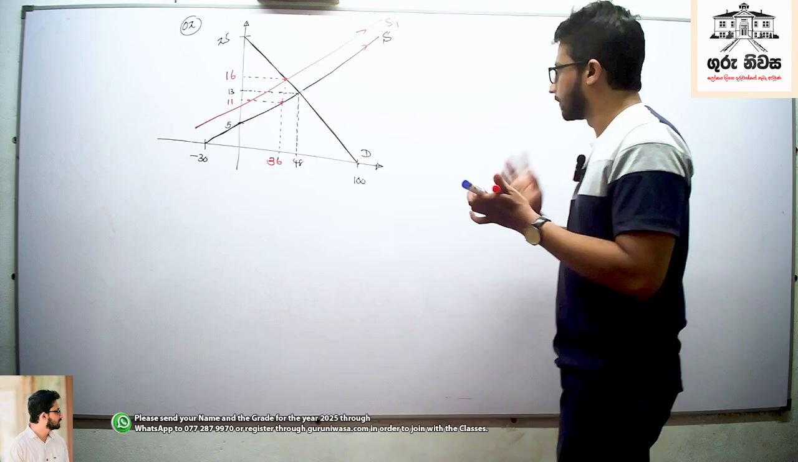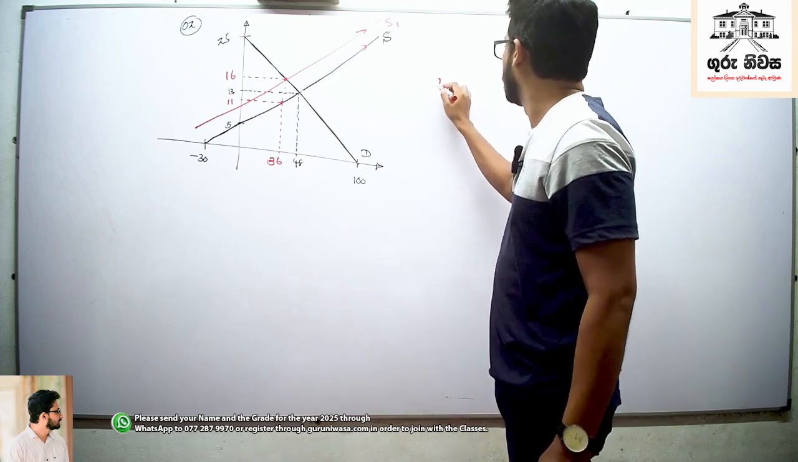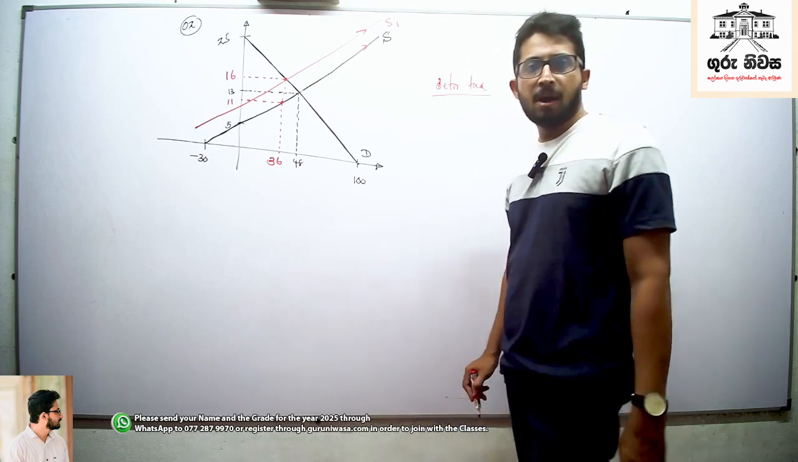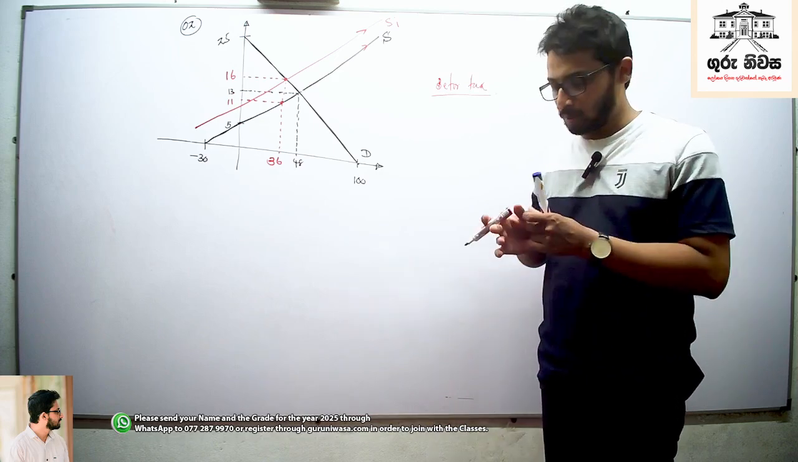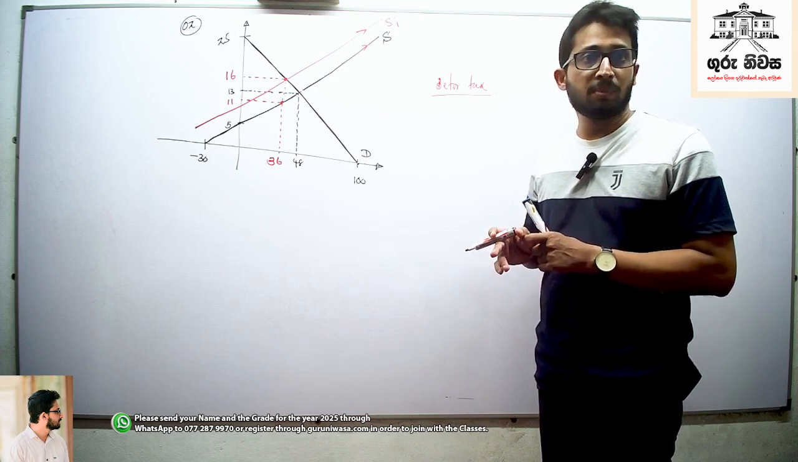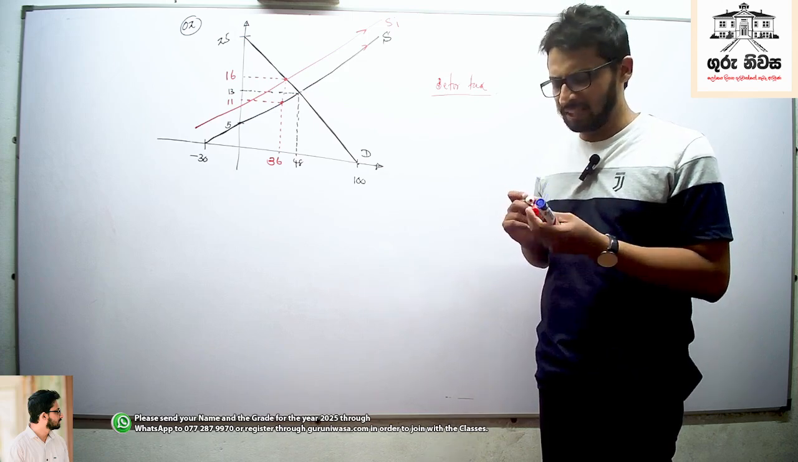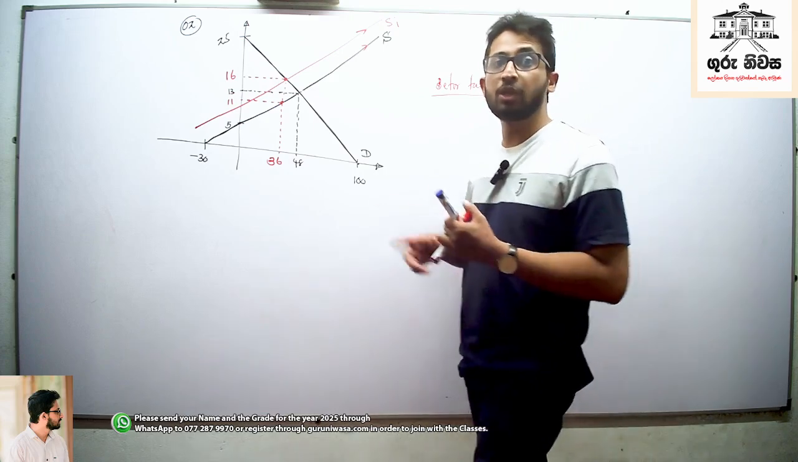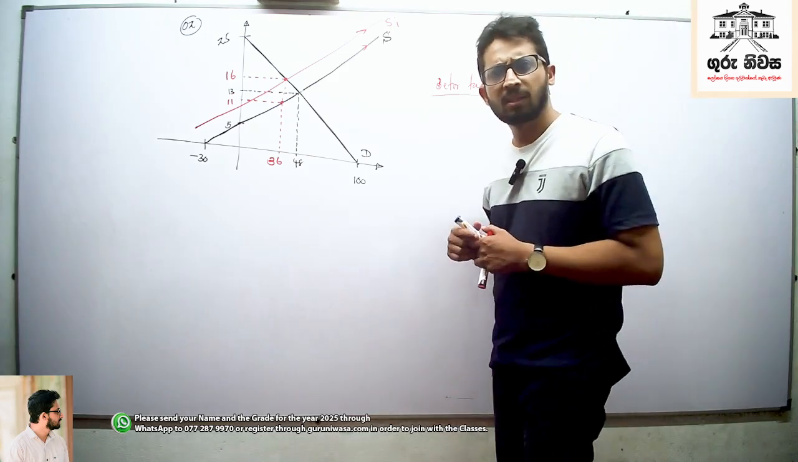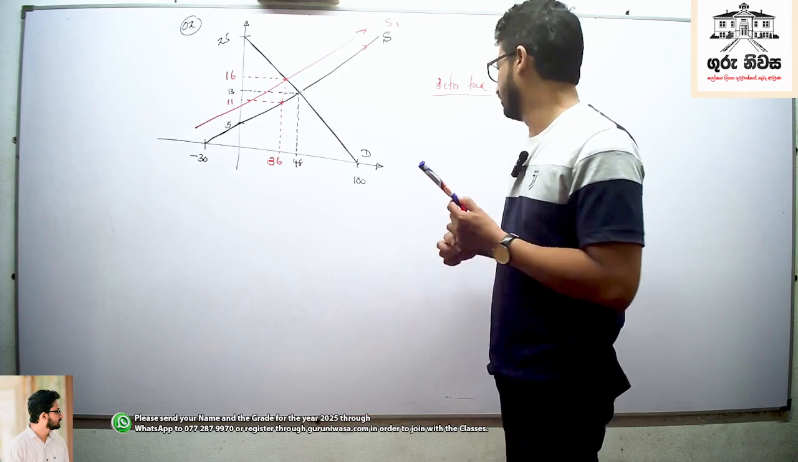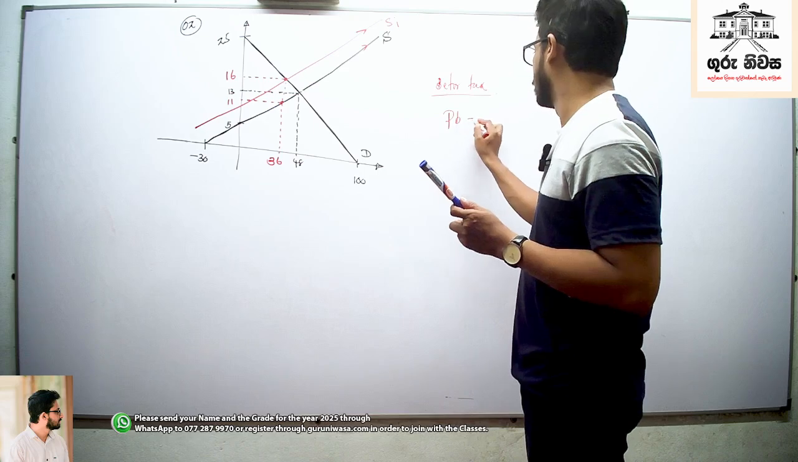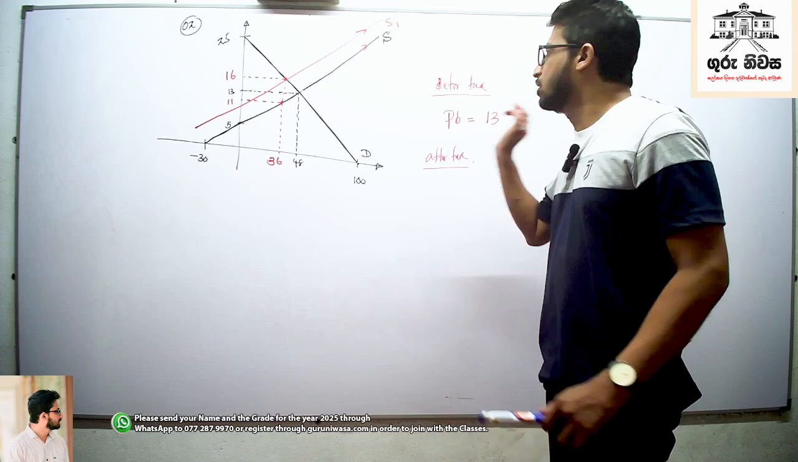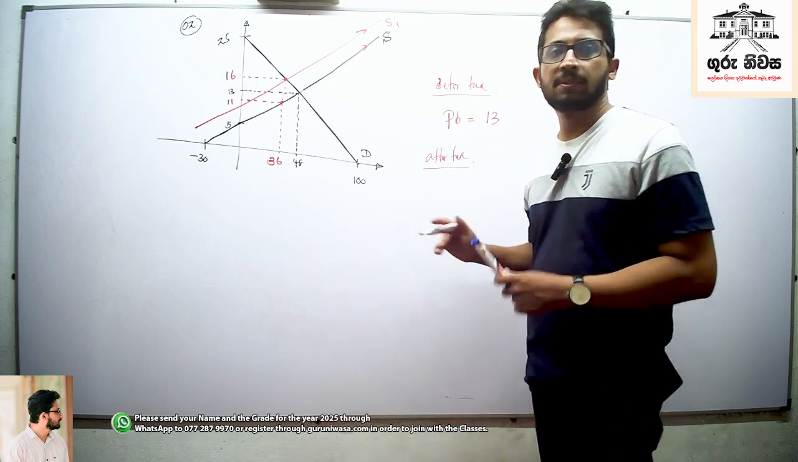Lamai, look at the board. Before tax, I need answers. If there's no tax, how much is the price paid by the consumer to buy one unit without tax? How much does the consumer have to pay to buy one unit if there's no unit tax in the market? 13. Very good. Then PB, the consumer has to pay 13 rupees. After tax, how much does the consumer have to pay to buy one unit? 16, sir.